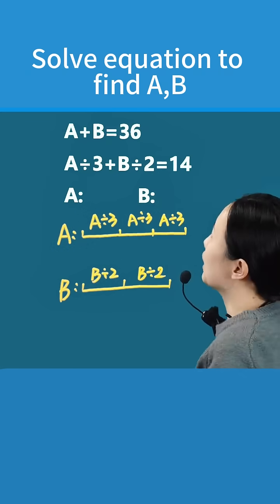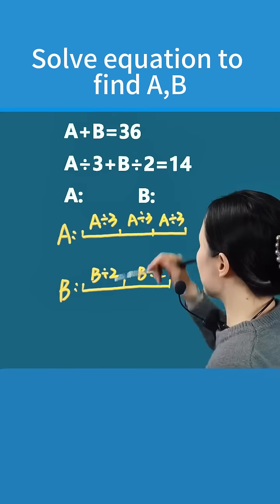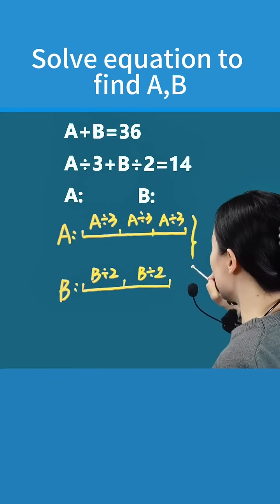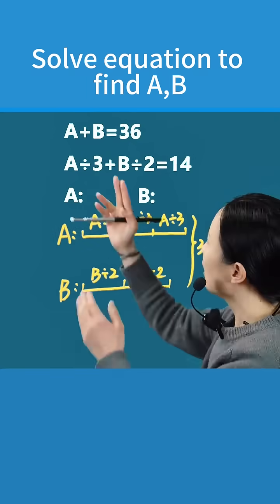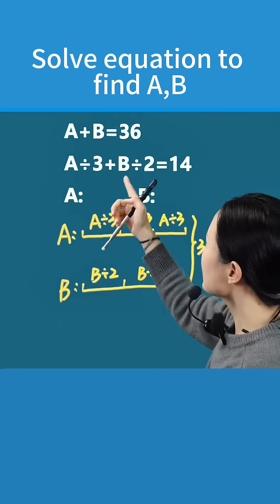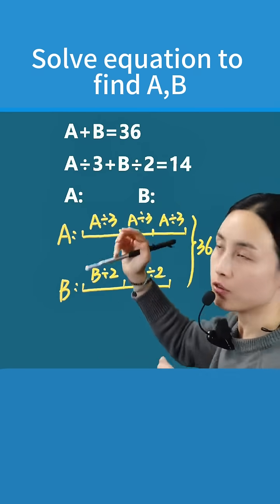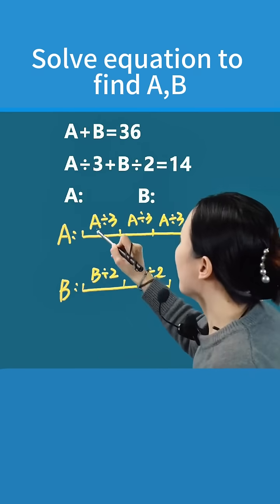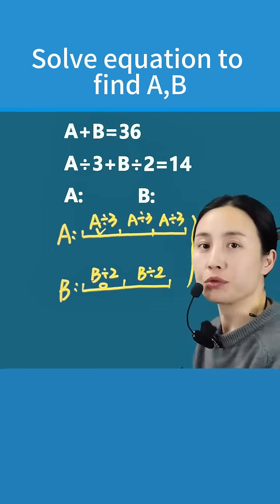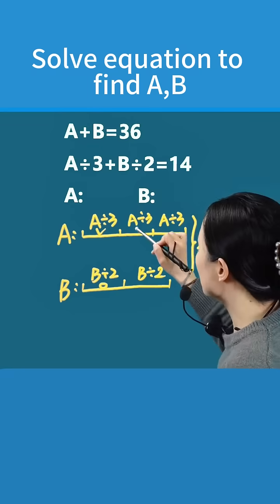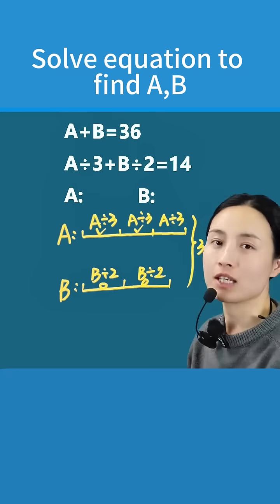Let's continue. The problem states that A plus B equals 36, which means that all these parts added together equal 36. At the same time, 1 part of A divided by 3 plus 1 part of B divided by 2 equals 14. 1 part of A is here and 1 part of B is here. Do they add up to 14? You will observe that this position also adds up to 14.